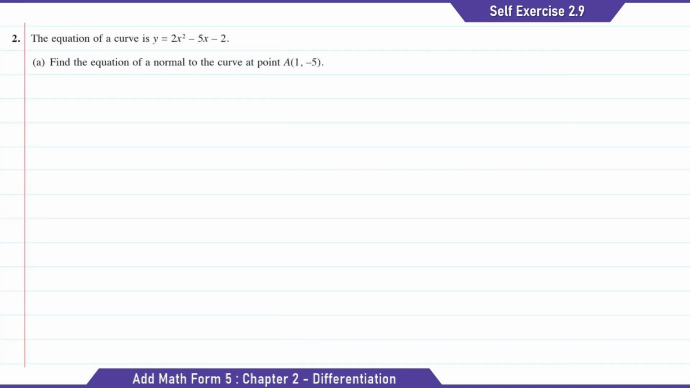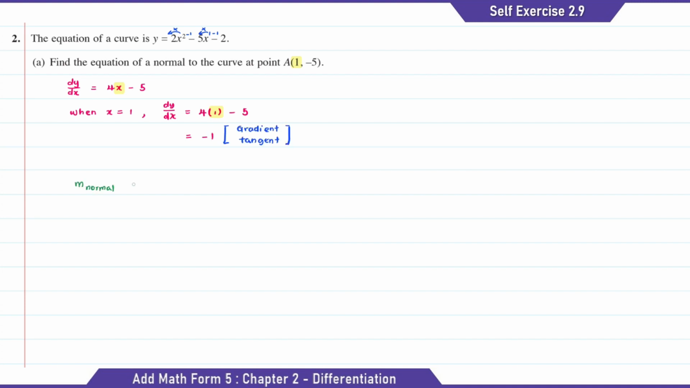Question number 2. The equation of a curve is y equals 2x squared minus 5x minus 2. A. Find the equation of the normal to the curve at point A (1, negative 5). First, we're going to find the gradient of the tangent at point A. The dy/dx is equal to 4x minus 5. To find the gradient of the tangent at point A, substitute the x coordinate of point A, which is 1, into dy/dx. This is equal to 4 minus 5, which is negative 1.